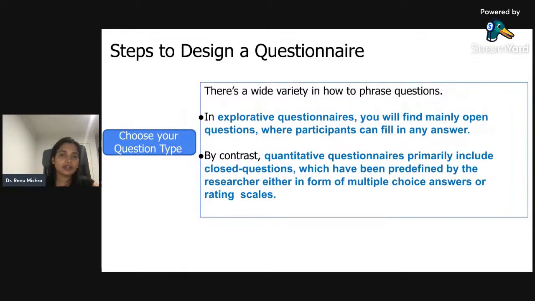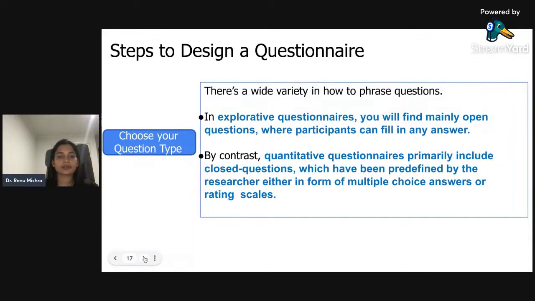Then choose your question type. There is a wide variety by which you can phrase the questions. In exploratory questions, you will probably find open questions where the sample respondents can fill in the answers. However, when you talk about quantitative questions, they have to go through previously provided options. Multiple options and rating scales are given. How do you rate or how do you scale? Four or five options are given, and out of them they have to choose. So which one is your study demanding? You'll have to go for that.